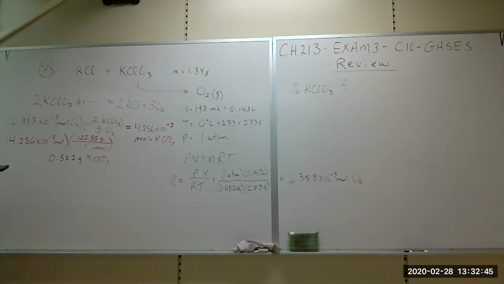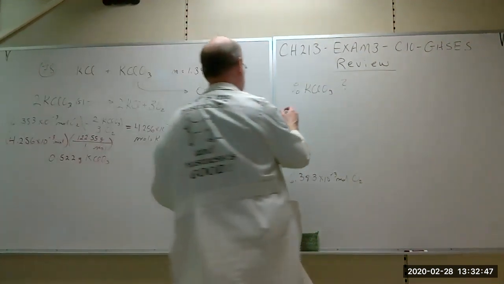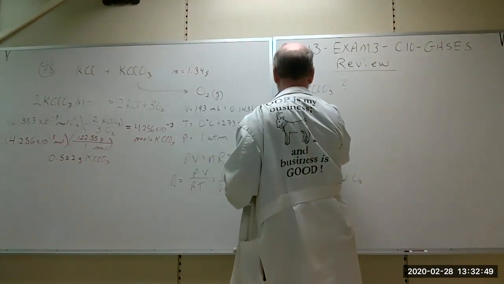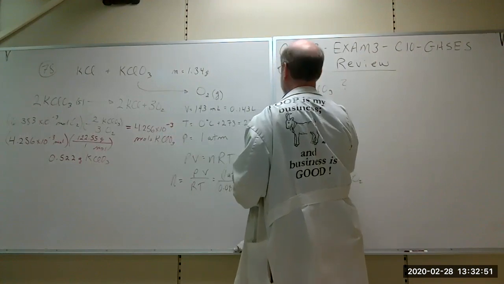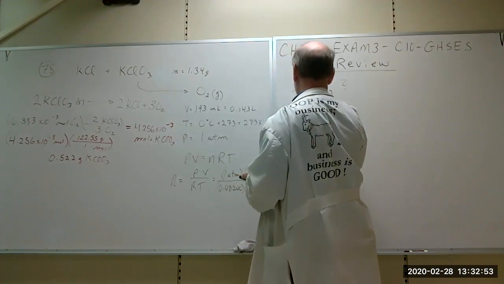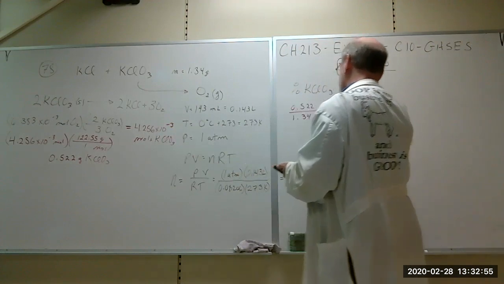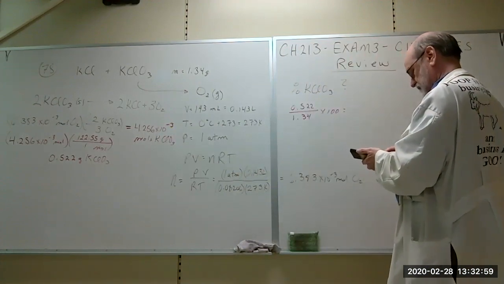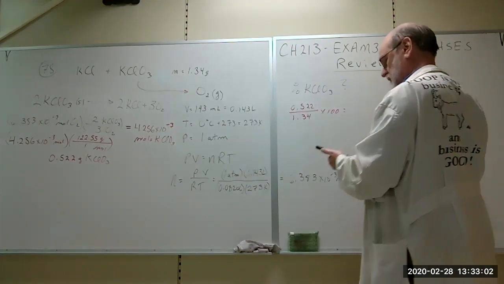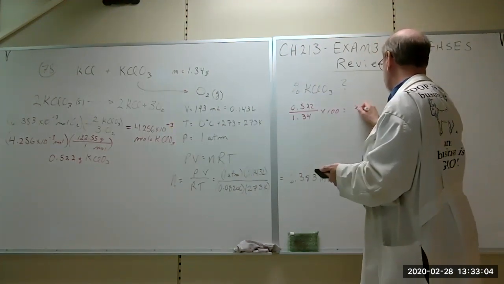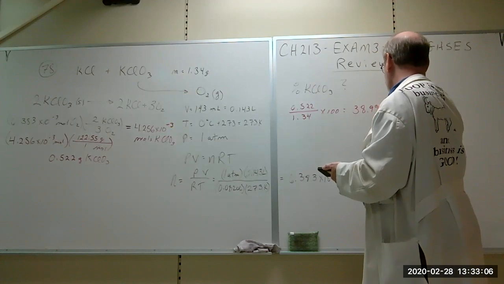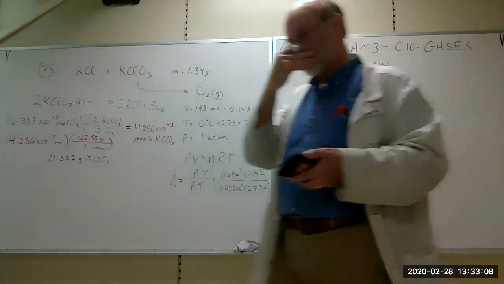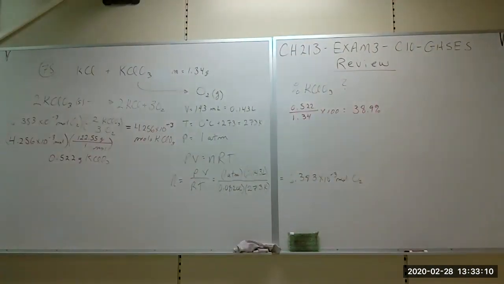And the percentage then would be 0.522 divided by 1.34 times 100. Okay, 38.9. Does that come anywhere close? Yeah. Okay.